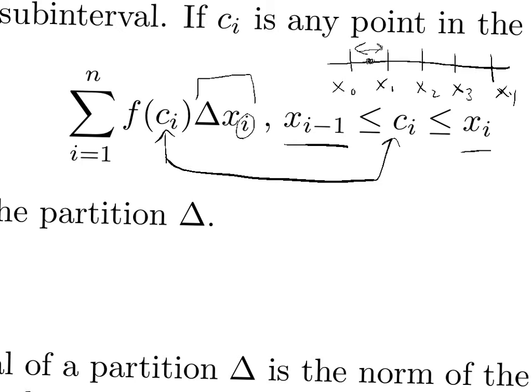I could pick this point. I could pick x0. I could pick x1. I could pick the midpoint. I could pick any point in between x0 and x1. If i is 2, c2 is between x(2-1), so x1, and x2, so any point here. All right, so that's the basic idea.